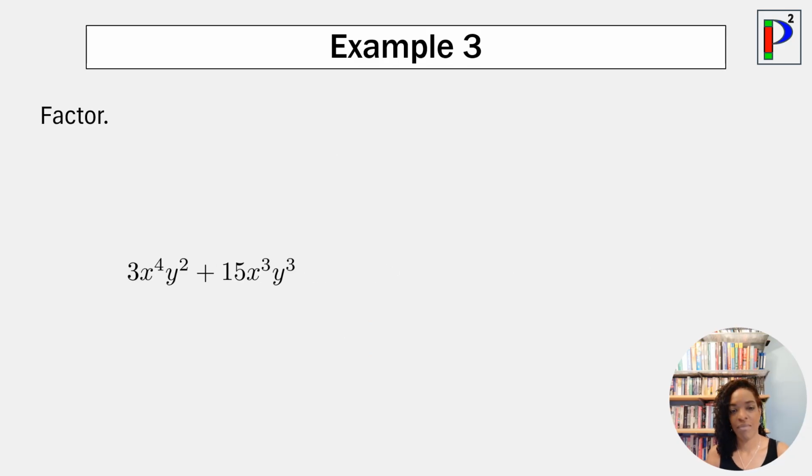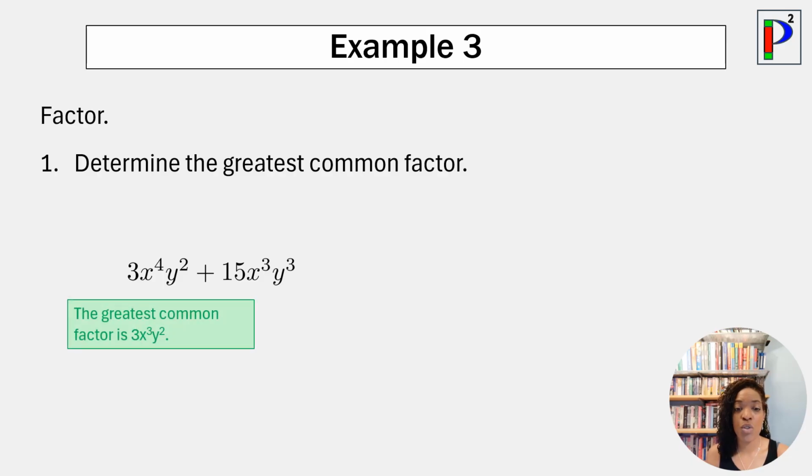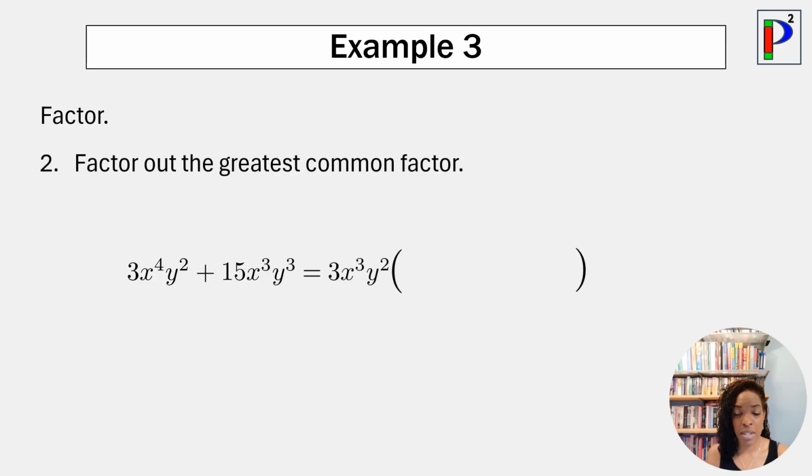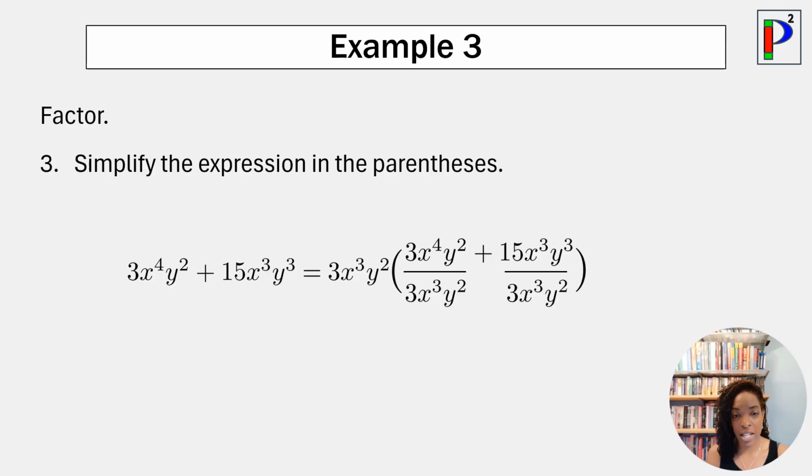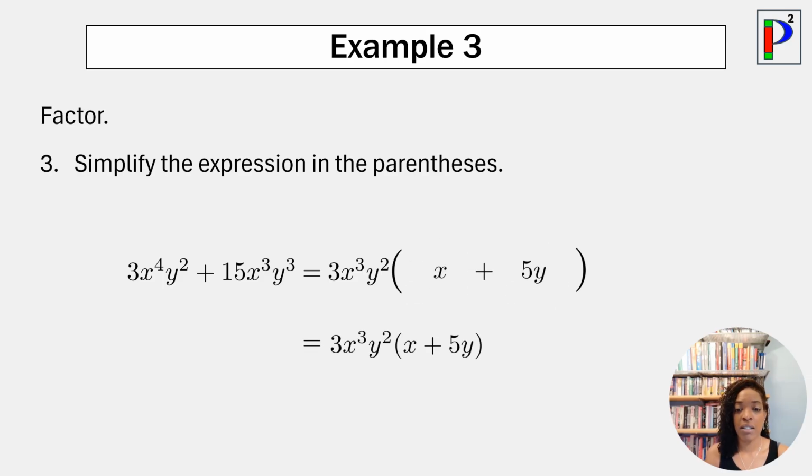Third example, 3x to the fourth y squared plus 15x cubed y cubed. Pause and restart. Our greatest common factor is 3x cubed y squared. Place it outside my parentheses and divide each term by 3x cubed y squared. Then simplify your answer in your parentheses to get x plus 5y. Finally, our factored form is 3x cubed y squared times x plus 5y. And we're finished.